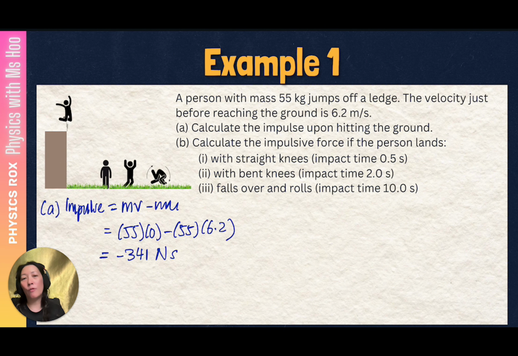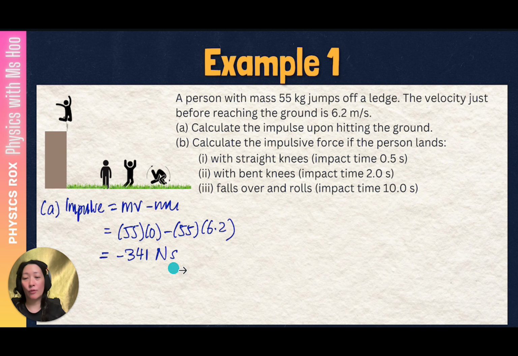So those of you who are taking IGCSE, you may not need to write the negative symbol because in IG they do allow you to write just the magnitude, so you can leave it as positive 341 Newton second. If you are taking SPM, you do need to write the negative value because you have to show clearly that the final momentum is 0. So that's why you end up with a negative value. For now, I'm going to leave this as negative because the negative value is the actual value in this case.